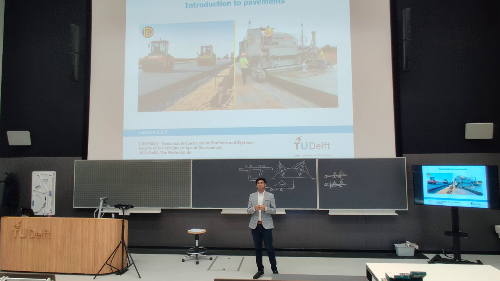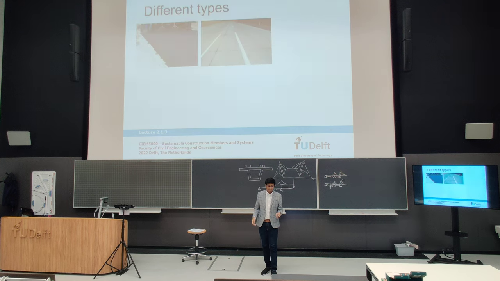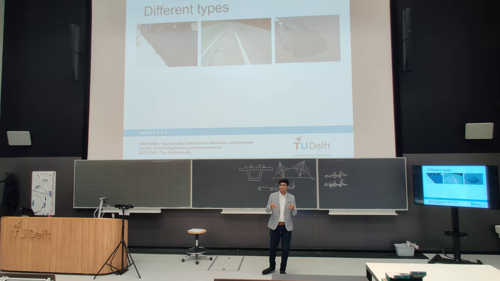Anyone else? Okay, so the general background is that there are two different types of pavements. The first is the flexible pavements, which are made of asphalt materials, and the second one is the concrete pavement, which we call rigid pavements. But there are many other types of pavements as well. In the Netherlands and in Singapore, we use a different type of pavement called ZOAP, which is the porous asphalt.